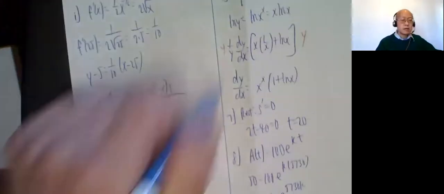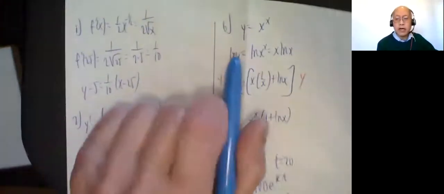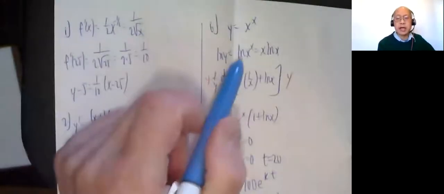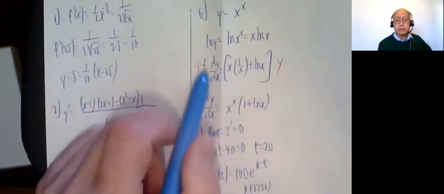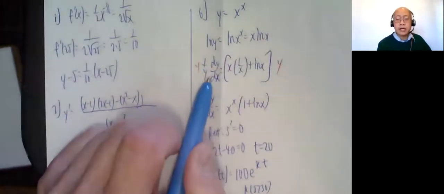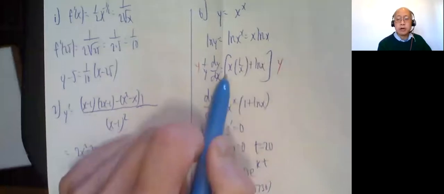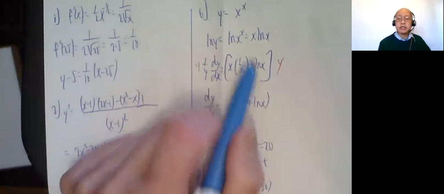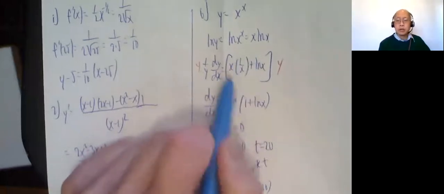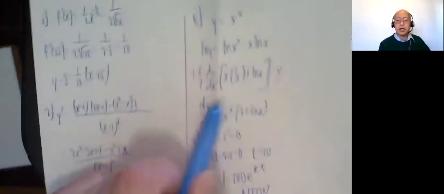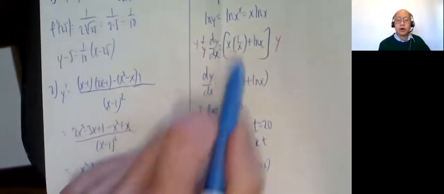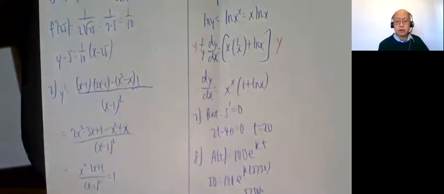Number 6, call it y equals x to the x. Take the natural log of both sides. Ln y equals ln x to the x. X comes down, x ln x. 1 over y dy dx equals product rule. First times derivative of the second, 1 over x, plus second function ln x times derivative of the first, which is 1. Multiply both sides by the original y. So dy dx is y, which is x to the x, times 1 plus natural log of x.